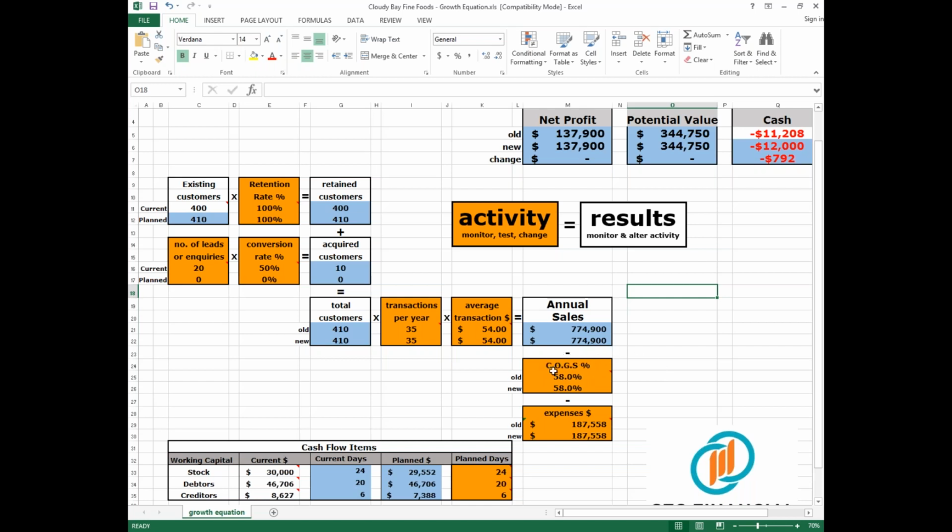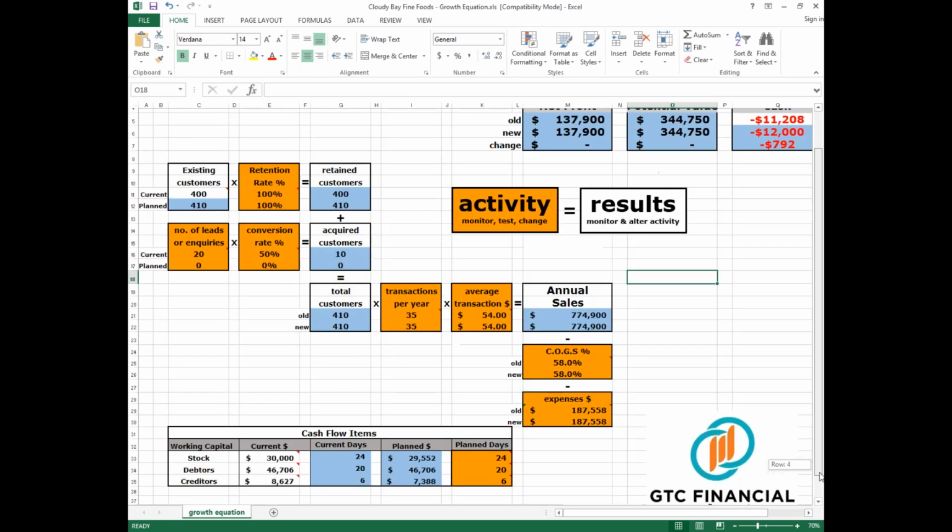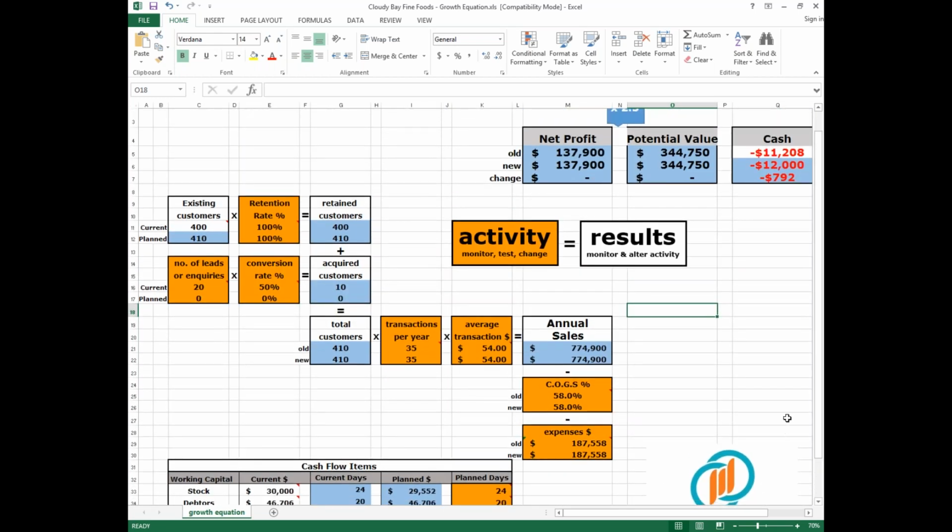Of the cost of goods sold, that's the products that she's selling, 58% of her sales went in cost of goods sold. That's why she only achieved a gross profit margin of 42%. And she had business expenses, her rent and staff and all of the other costs associated with running her business, of 187,000. That gave her 137,900 profit. We talked about her stock, debtors and creditors before. So what we're now going to do is work out how we can actually help Nigella.